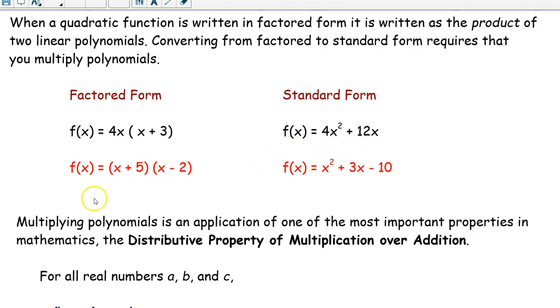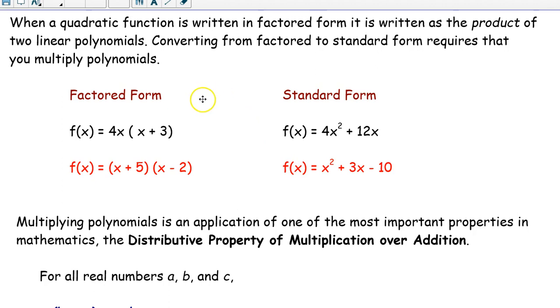Now the second example is f of x is equal to x plus 5 times x minus 2. And the same thing in the standard form is f of x is equal to x squared plus 3x minus 10. Okay. Now, how do you do this? How do you get from this factored to standard form?